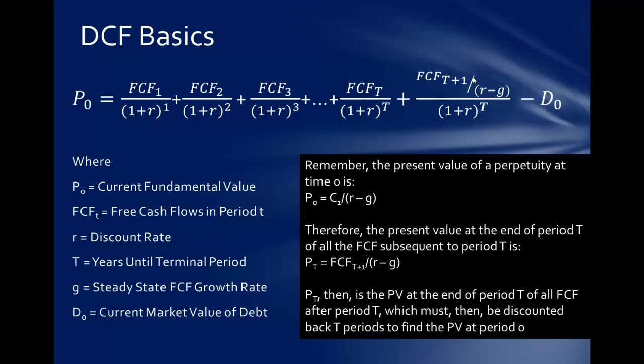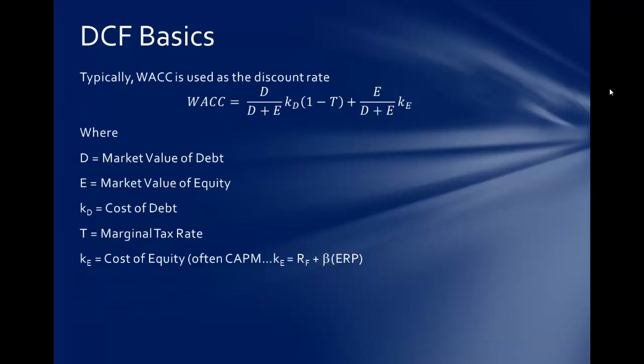Of course, since that present value was calculated at the end of period capital T, we have to discount it back T periods, which is what's going on here in the denominator. So that right there represents enterprise value. We subtract out debt, and that should give us the value of equity.